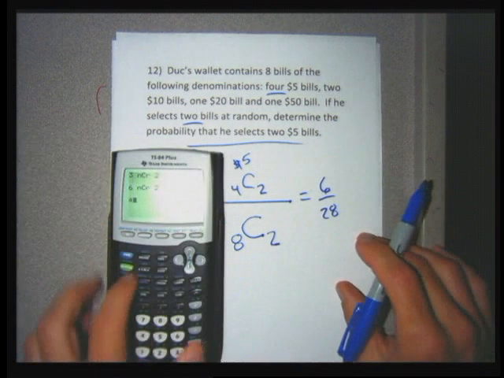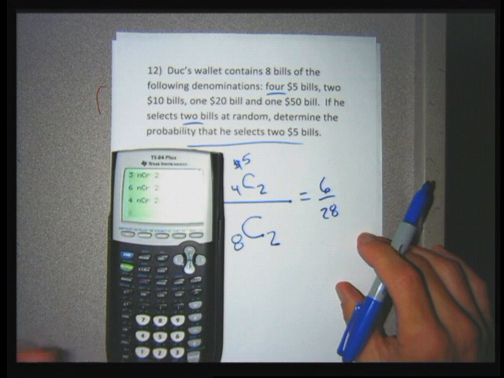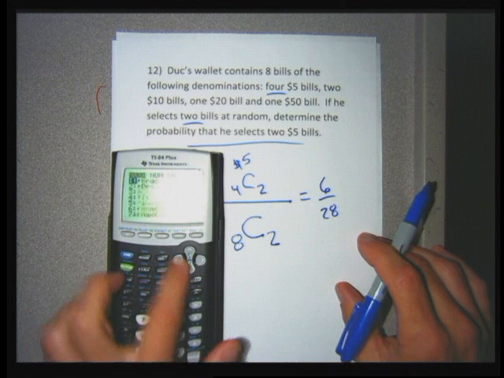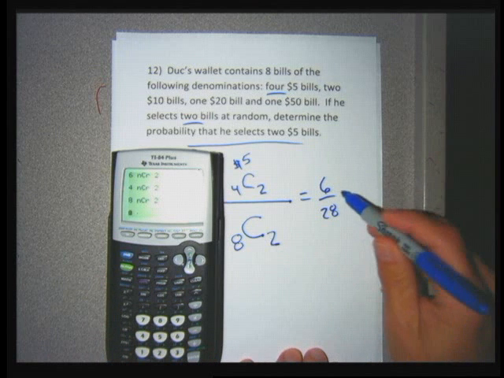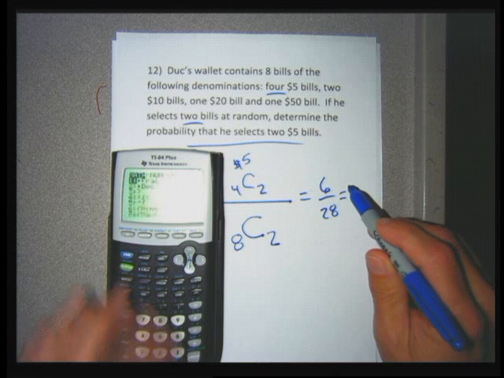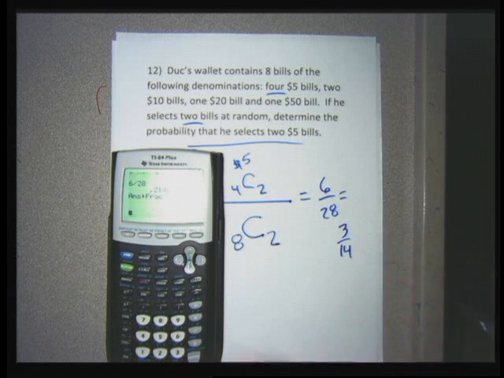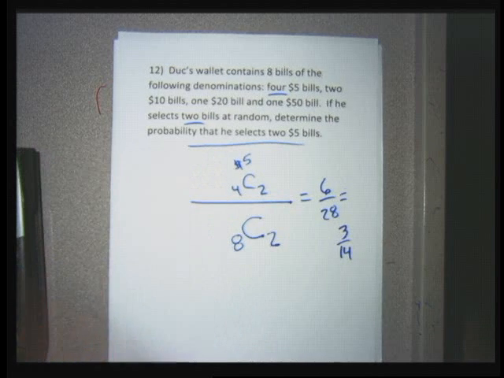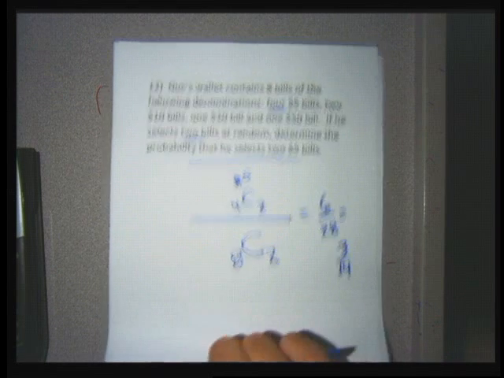So 4 nCr 2, there's the 6, 8 nCr 2, there's the 28. 6 over 28 I can reduce without my calculator, but because I have it handy, I'll do the reduction with my calculator, and I get 3 over 14. Absolutely could have done that problem by listing a sample space, but it was quicker to do it with combinations.